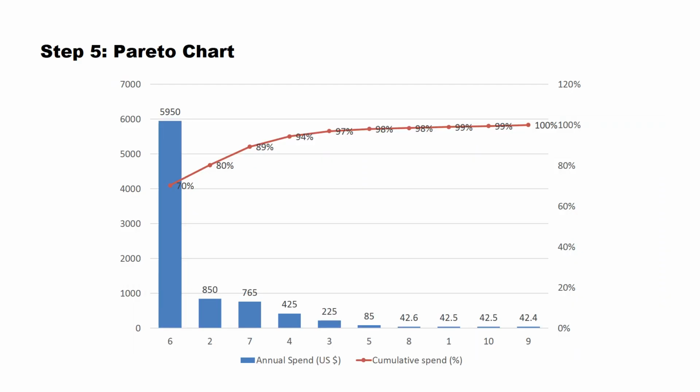We can visualize the classification by a Pareto chart where the bars show the spend of individual items and the curve shows the cumulative spend in percentage. It is much easier to identify A, B, and C items by this chart. You can generate this chart by a software, and I will show you the screenshots shortly.